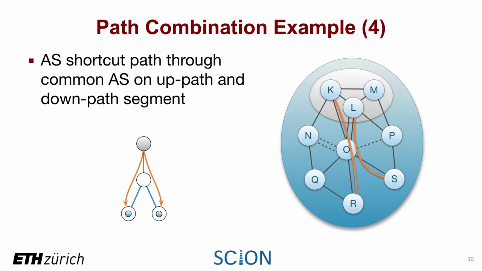The final example we're going to look at is an AS shortcut example. Here, a source host in R intends to communicate with the destination in AS S, and we can see that the two paths shown intersect at AS O. When an end-to-end path is formed, the packet does not have to go through the ISD core, but can go directly from R to O to S, as we can see in this example. So the actual packet will follow the blue path, which represents this shortcut through the two orange paths.